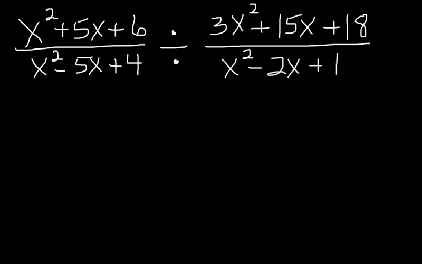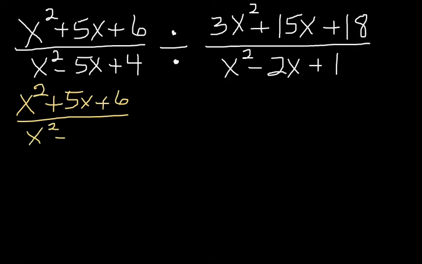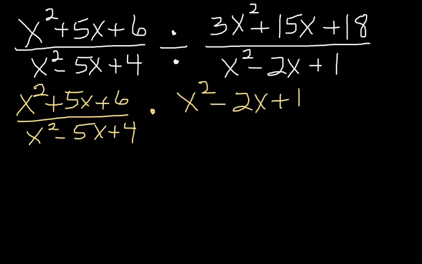So I'm going to rewrite this as x squared plus 5x plus 6 over x squared minus 5x plus 4. And now I'm going to change the operation to multiplication, and I'm going to flip the second one over. I'm going to write its reciprocal. X squared minus 2x plus 1, and the denominator will now be 3x squared plus 15x plus 18.